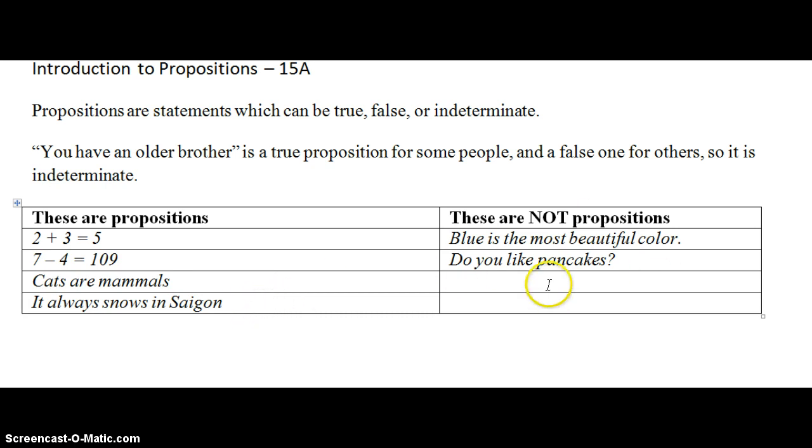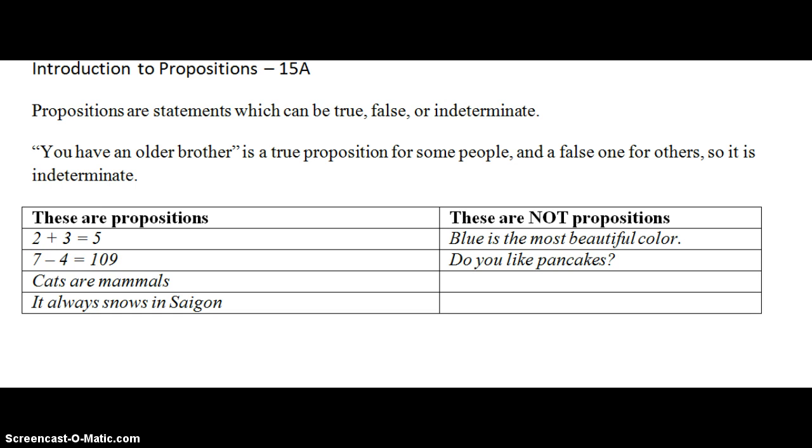Okay? Not propositions. Blue is the most beautiful color. You can't really verify that. It's not verifiable, so it's not a proposition. And do you like pancakes? Not a proposition. It doesn't make any sense as a proposition because it can't be true, false, or indeterminate.